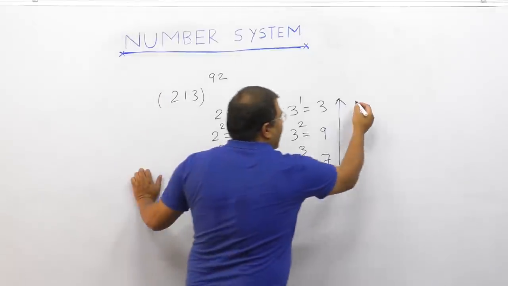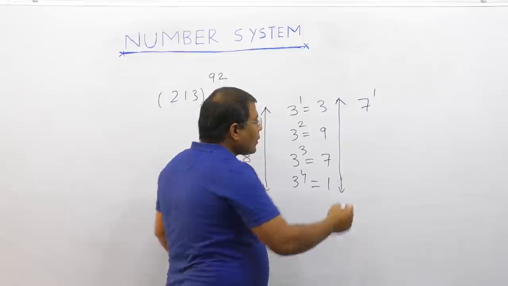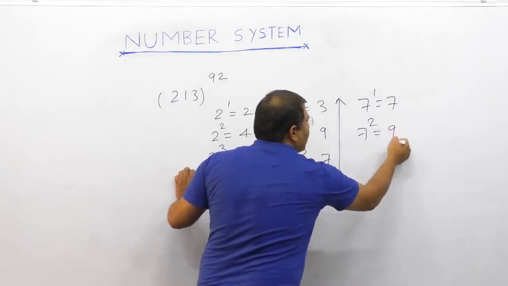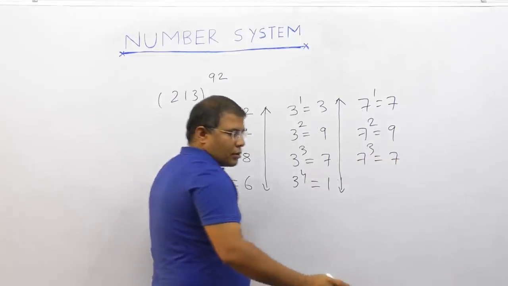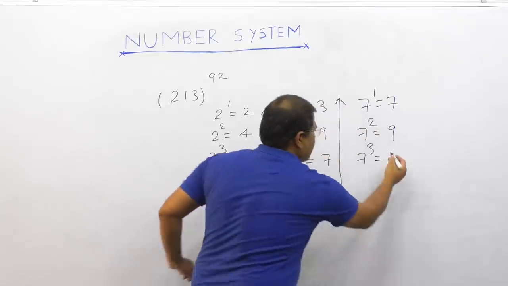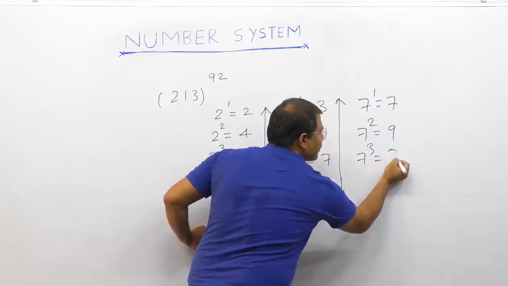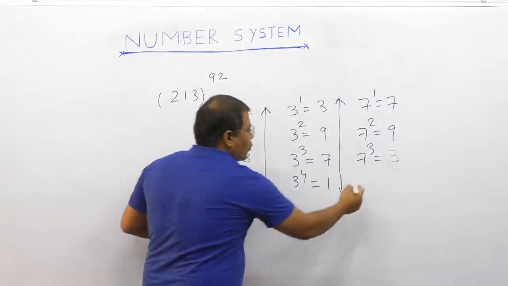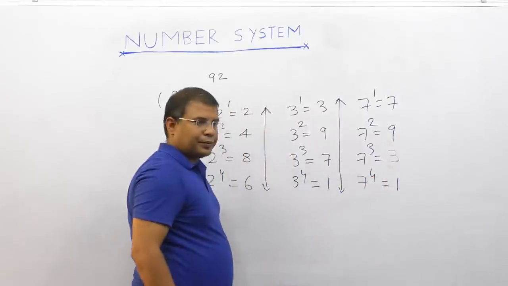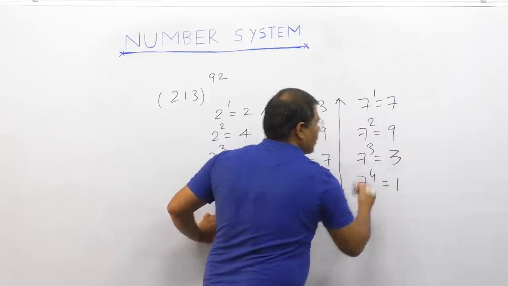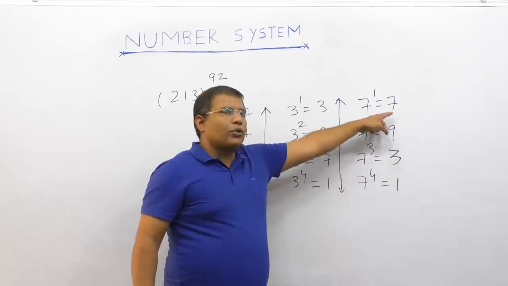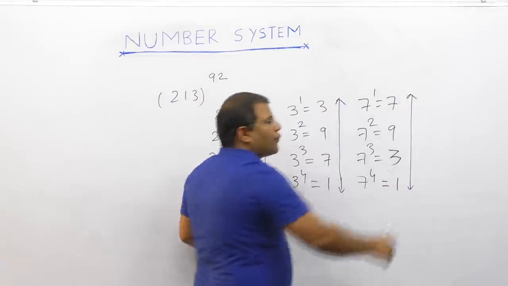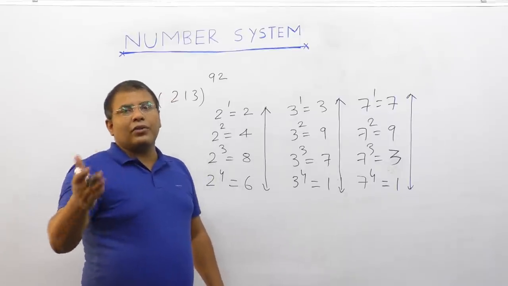Let's check it out. 7 to the power 1 equals 7. 7 square is 49, unit place digit is 9. 7 cube is 343, unit place digit 3. Then 7 to the power 4 is going to be 1. When I do 7 to the power 5, once again I get unit place digit 7, and 7 to the power 6 gives 9. So the power cyclicity of 7 is also 4: 7, 9, 3, 1, 7, 9, 3, 1.